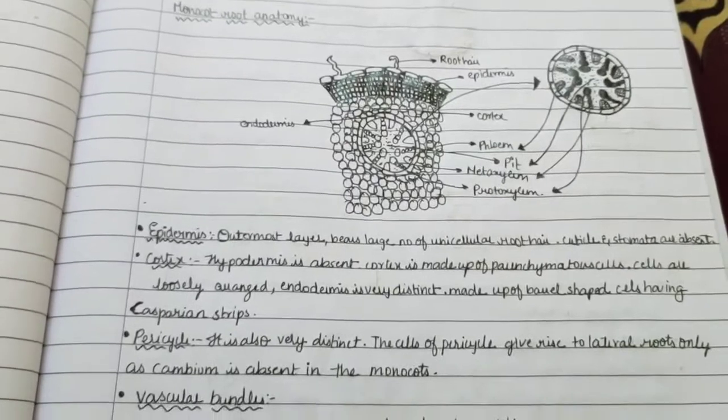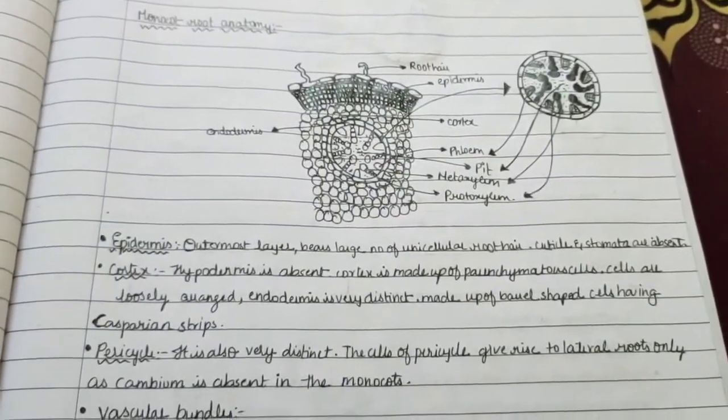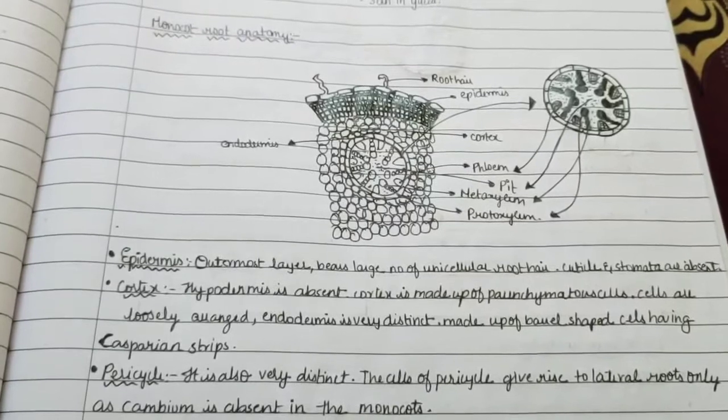It is seen in ferns. It is seen in yucca. Now let us discuss monocot root anatomy.